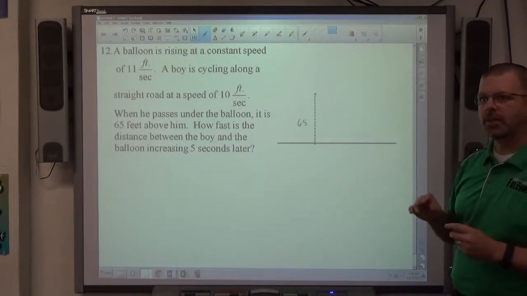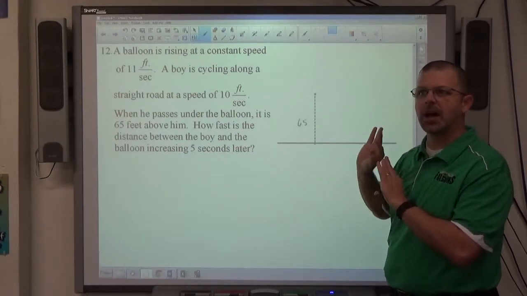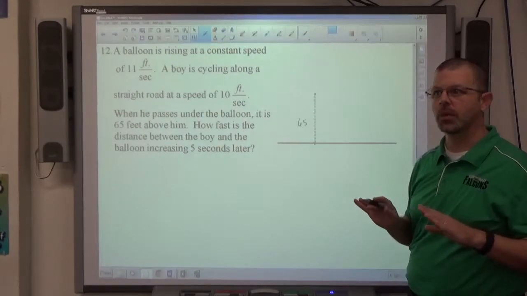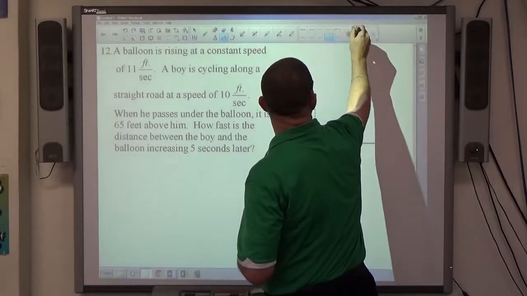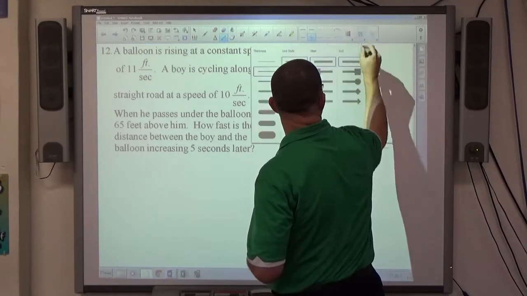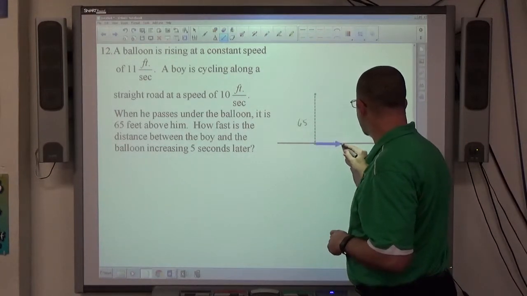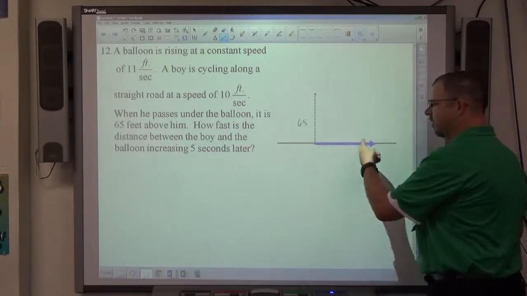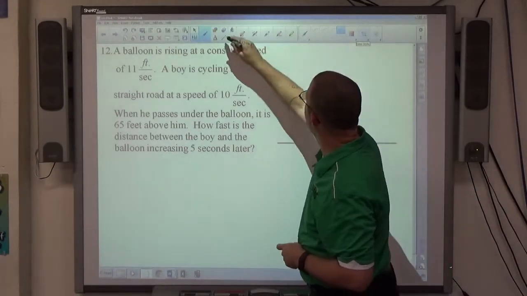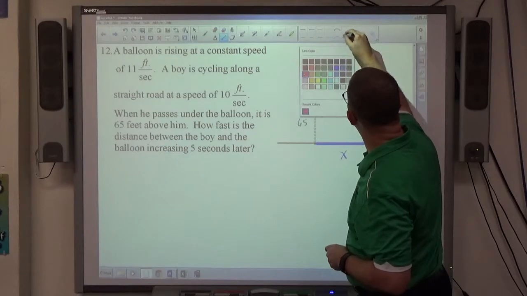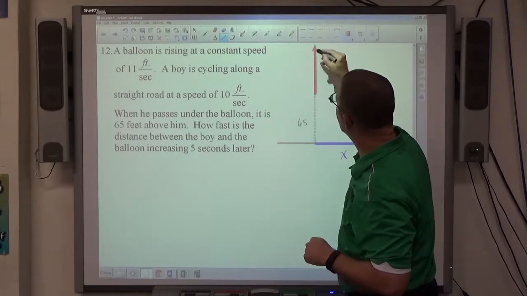That's not going to change. The fact that at the moment in time when that boy was directly under the balloon, it was exactly 65 feet above him, that's what was true. That's never going to change. The boy's going to continue cycling along this path, so he's going to be going this way, like so. So the boy's distance from the beginning point is changing. Let's call that x. The balloon is at the same time going up, because it says the balloon's rising at a constant speed. So from this moment, the balloon's going up, and let's call that y.